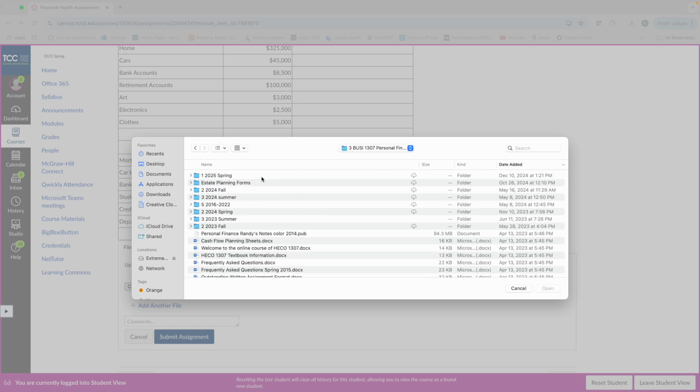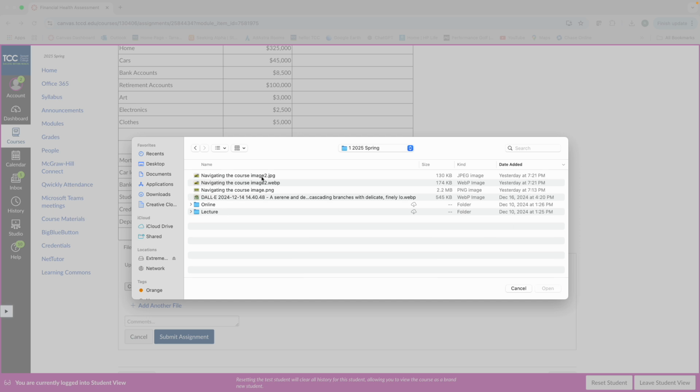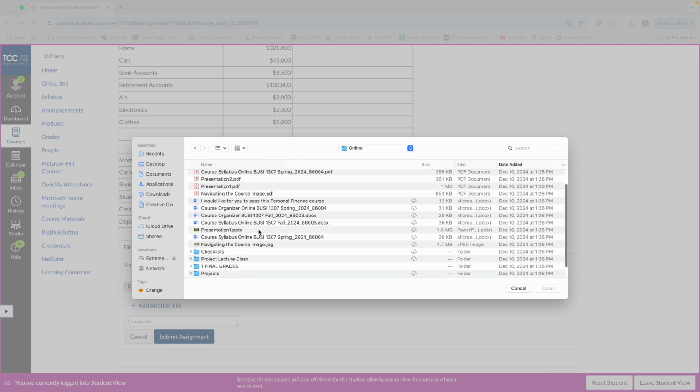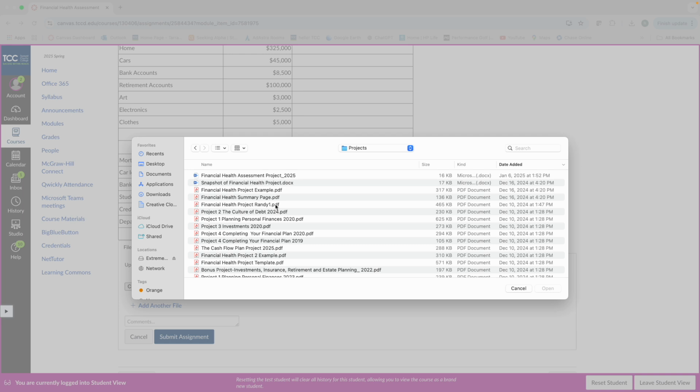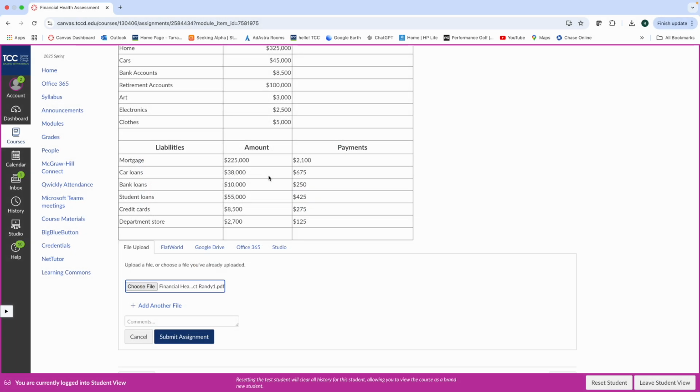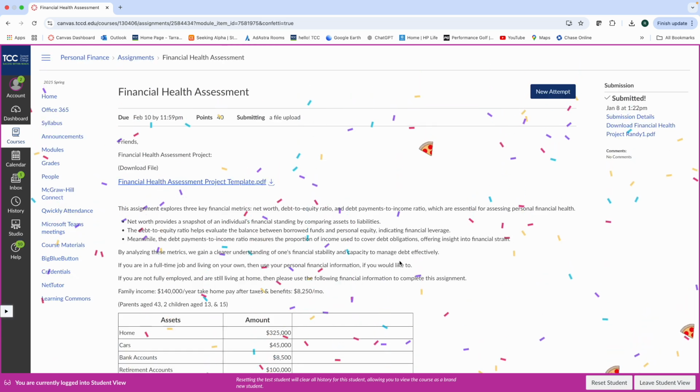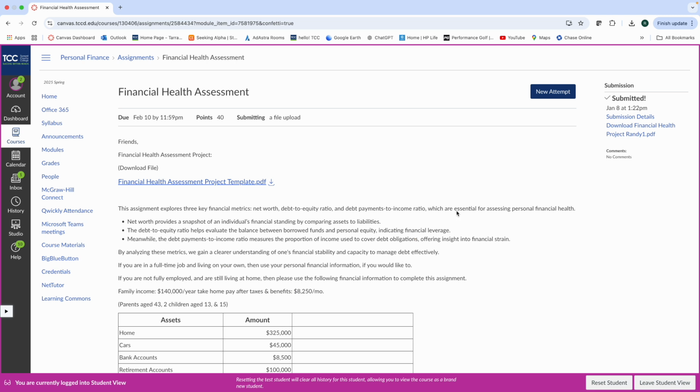Again, hopefully you have good storage management on all your classes, and then you just find your projects there, and there is mine right in here. Open it, boom, submit assignment. You should have a little yay, I submitted my assignment. Here's the great thing, you can always look at that assignment and go, oh no, I didn't do the right one. You can do a new attempt. You have unlimited attempts, and it will always record or submit the final assessment that you have.